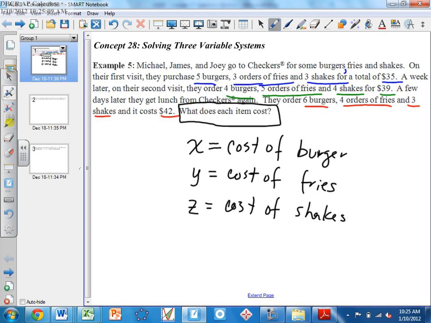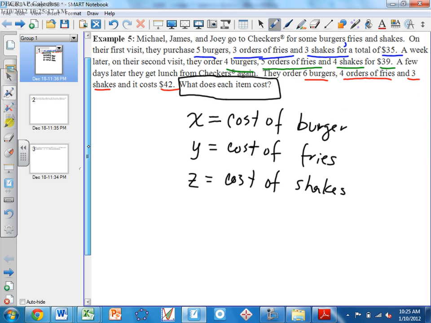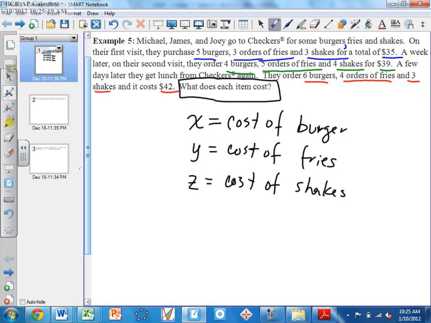Now, based on that information and what's underlined in my 3 colors, I want to write out 3 different equations. Why do I need 3 equations this time, not 2? Because there are 3 variables. Very good. Remember, if you have 3 variables, you need 3 equations. If you have 2 variables, 2 equations. 1 variable, 1 equation. Whenever you have a linear system, always the same number of variables as equations to solve.